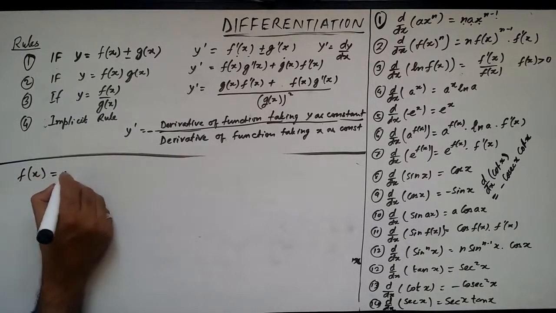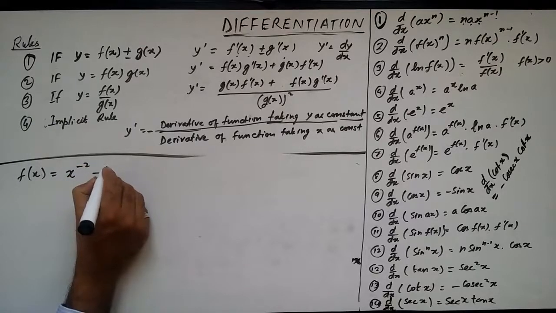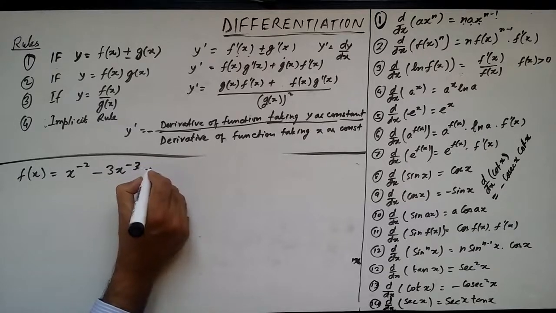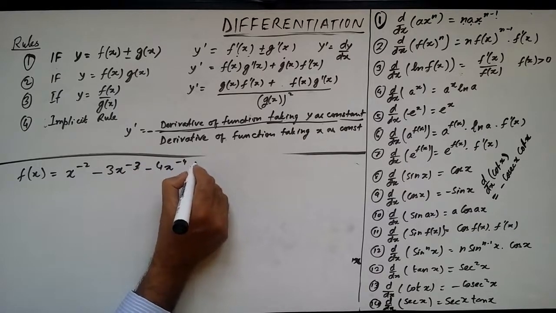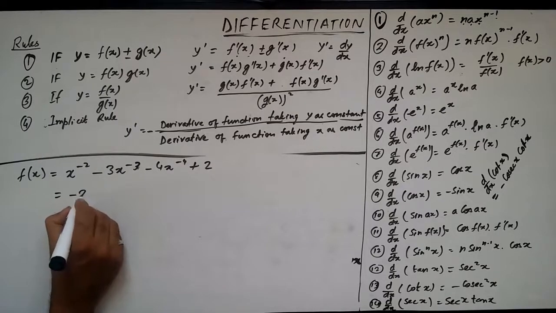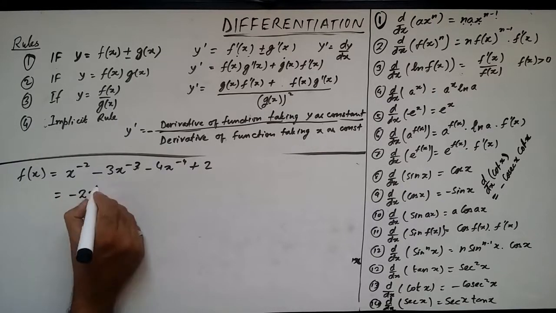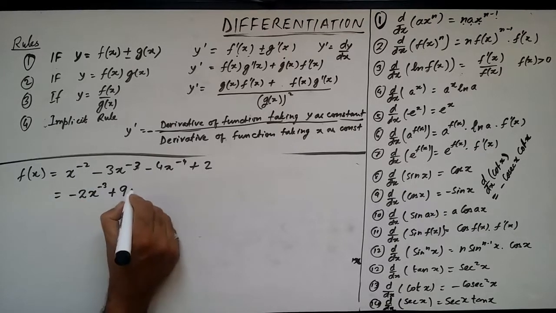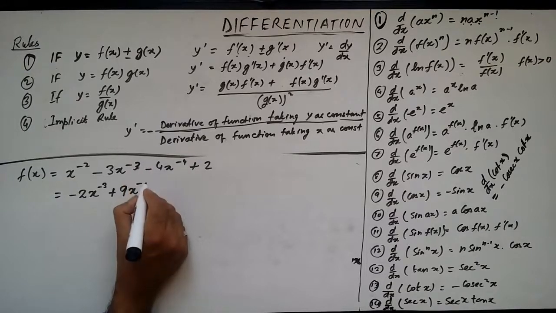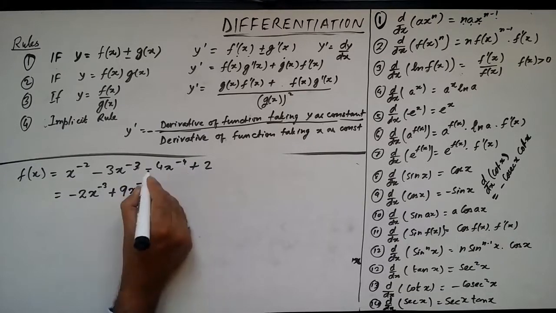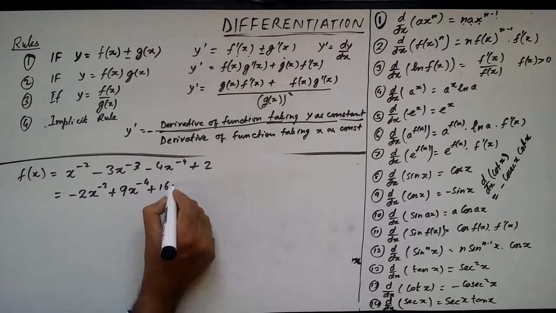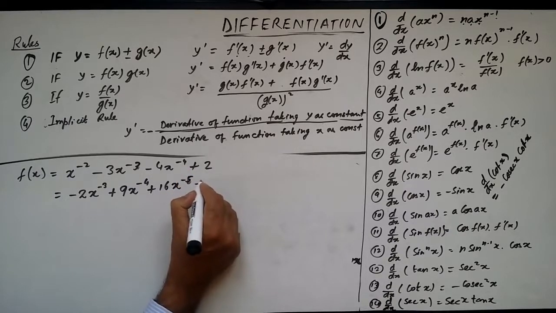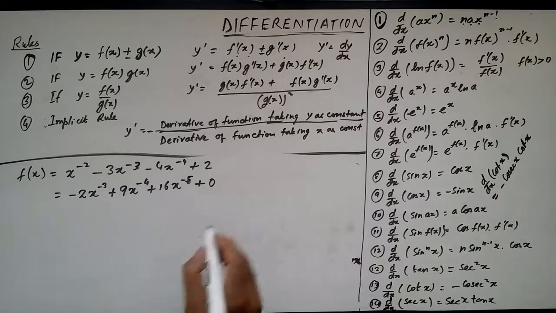Let's see this one. f(x) equal to x to the power minus 2 minus 3 to the power x minus 3 minus 4x to the power minus 4 plus 2. So this is equal to minus 2 into x to the power minus 2 minus 1, which is minus 3. Now minus 3 into minus 3, this becomes plus, so this becomes 9 x to the power minus 3 minus 1, which is minus 4. This is also minus 4 into minus 4 becomes plus 16, and this is x to the power minus 4 minus 1 becomes minus 5, plus 0. So this is the answer.